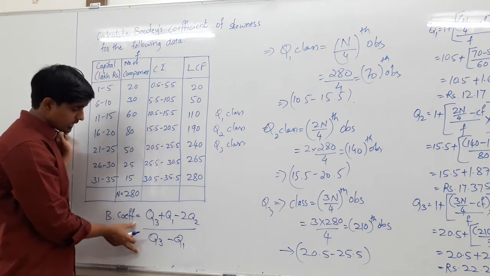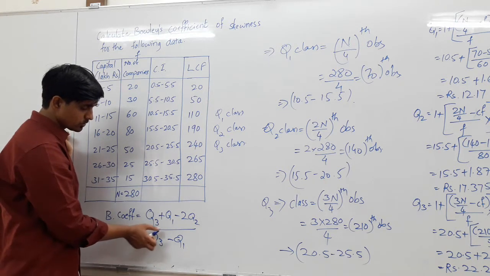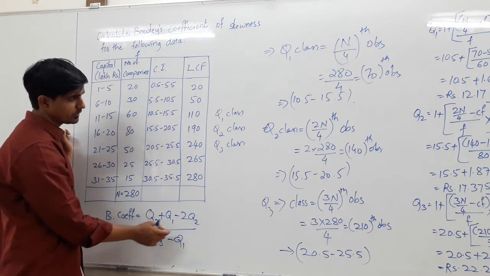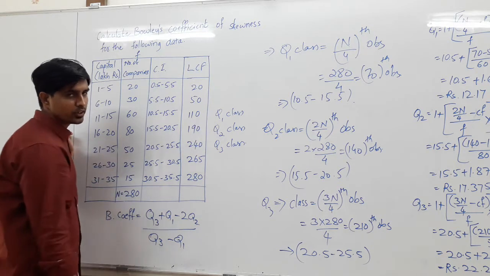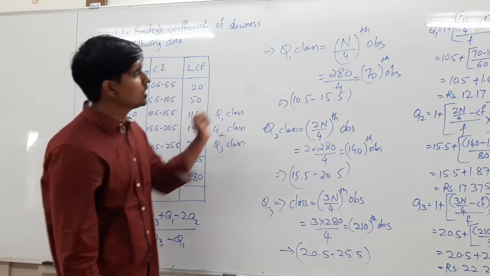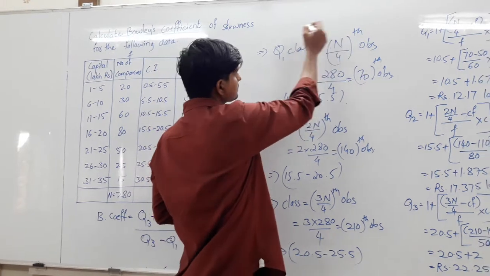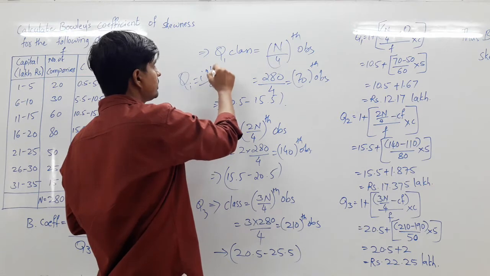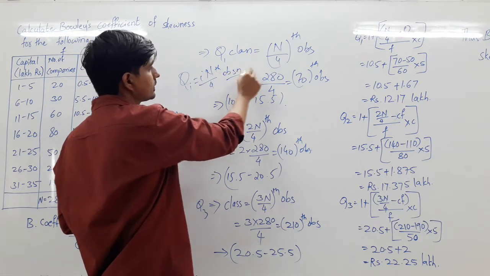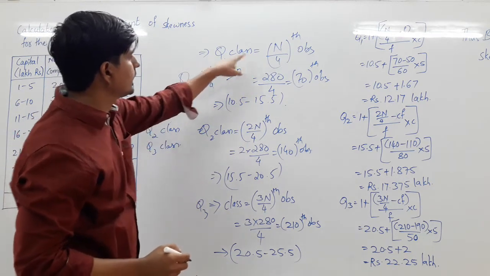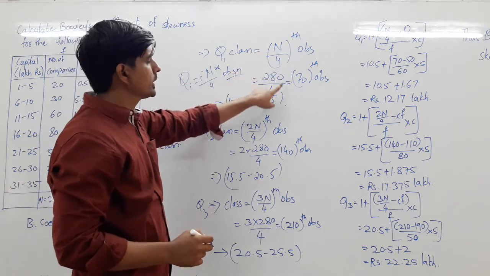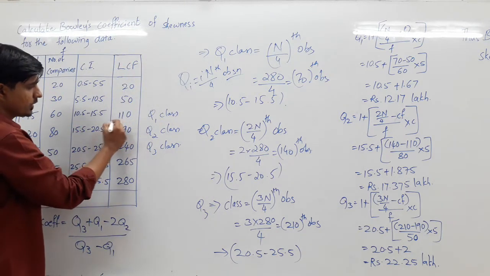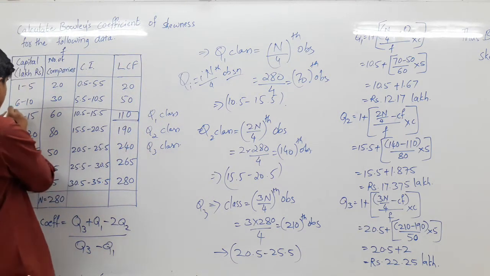Now as per the formula I have written here, Bowley's coefficient is equal to Q3 plus Q1 minus 2Q2 divided by Q3 minus Q1. So we need all the Q classes. For the Q1 class, the formula to calculate Qi is i into n by 4th observation. For Q1, i is 1 here, so n divided by 4, 280 by 4, so the 70th observation. Where is it nearer to? It is nearer to 110.